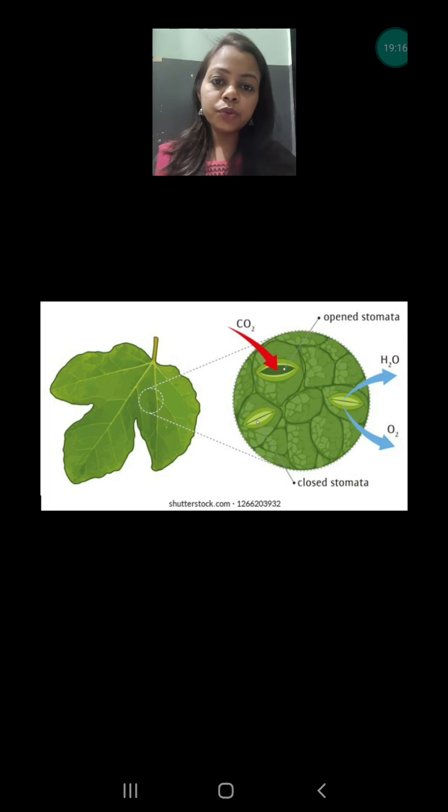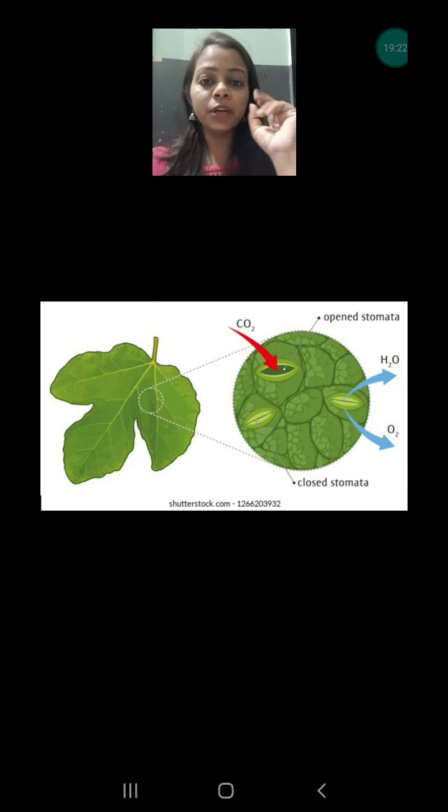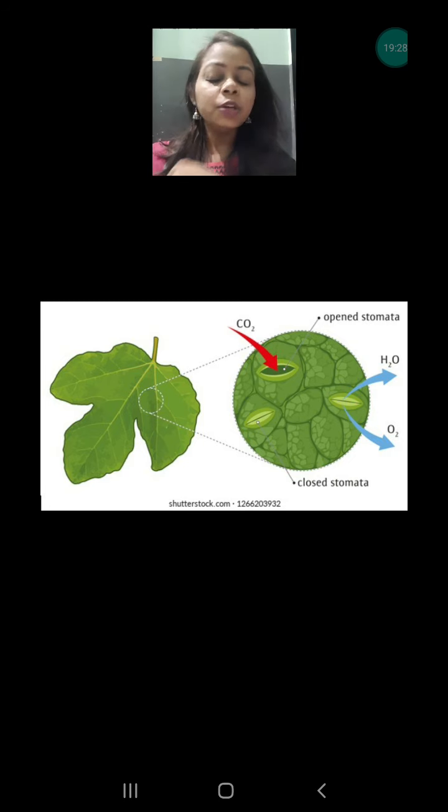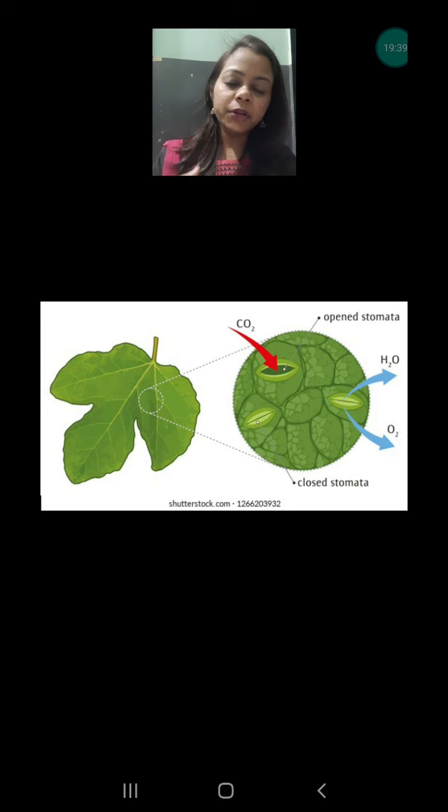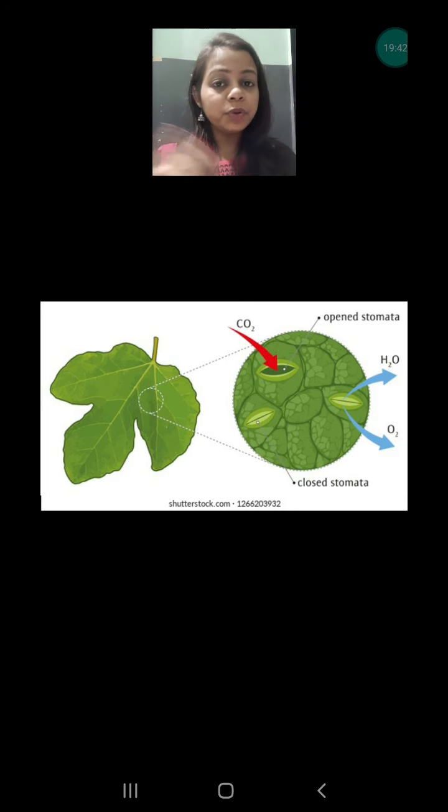These stomata perform two very important functions for the plant. The first is breathing, that means exchange of gas. You all know human beings need oxygen. When we inhale, we take in oxygen and we release carbon dioxide. But plants need carbon dioxide. Why? Because only carbon dioxide is needed for photosynthesis, right? That's why they need only carbon dioxide, not oxygen. So first of all they absorb carbon dioxide, and after photosynthesis they release oxygen also.